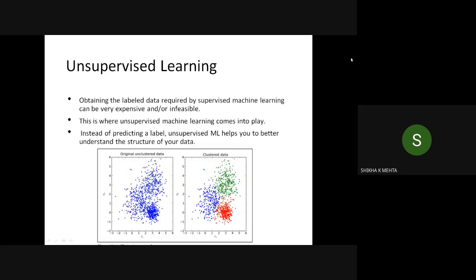Then we have the unsupervised. As I said, in unsupervised learning we don't have the target variables available. So these unsupervised machine learning algorithms play a very important role when we don't have the target variables. Instead of predicting the label, we use these algorithms to understand the structure of the data, and there are a large number of applications where, when we apply these algorithms, we are able to better understand the markets, like market segmentation, where we are segmenting the customers.